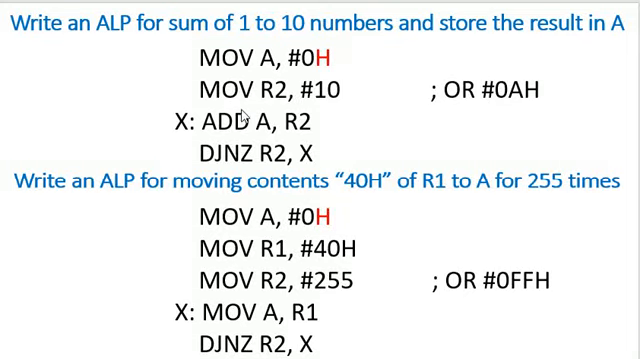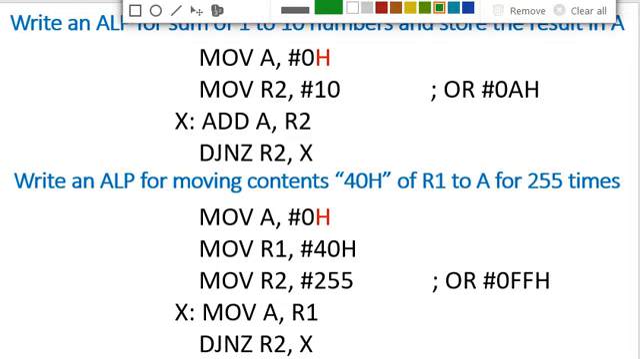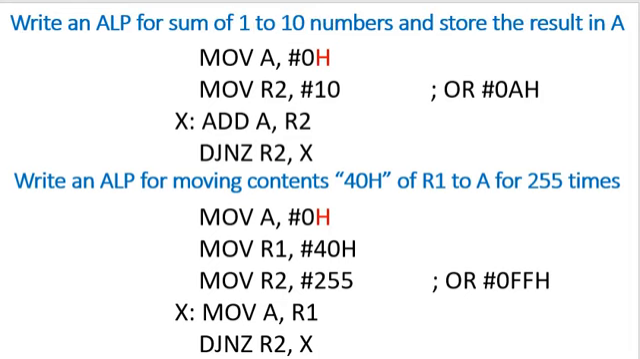Hello everyone, let's look at how the ALP, that is assembly language program, can be written for some tasks. Here we are going to discuss code that shows some aspects. The statement is: write an ALP for the sum of 1 to 10 numbers and store the result in the accumulator, that is A itself.